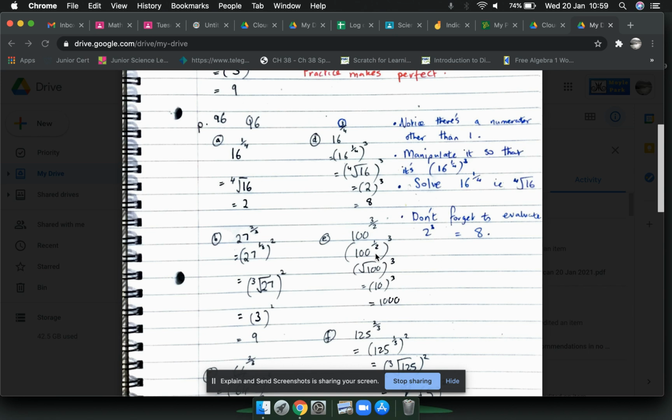So then we look at our fraction, and we recognize that 100 to the power of a half is the same as the square root of 100, and that is to the power of 3. Recall that anything to the power of a half is always going to be the square root. If I had 1 over 3, it would be the third root. If I had 1 over 4, it would be the fourth root, etc. So the square root of 100 is 10, 10 cubed is 1000.